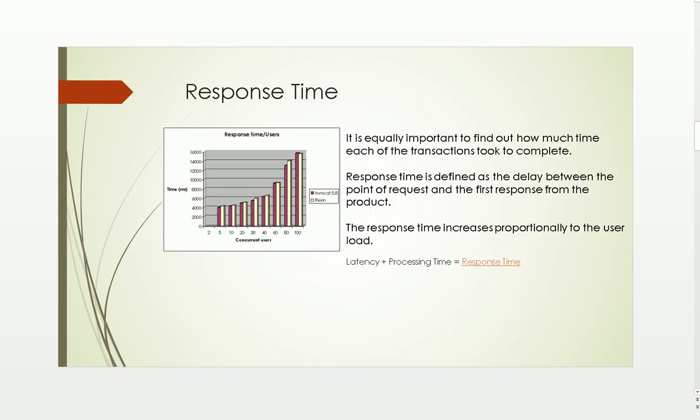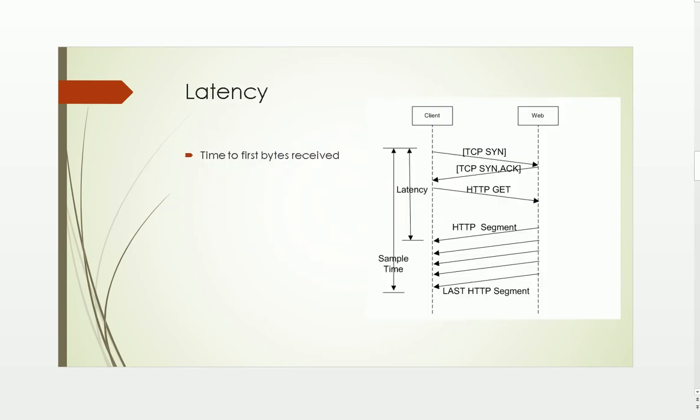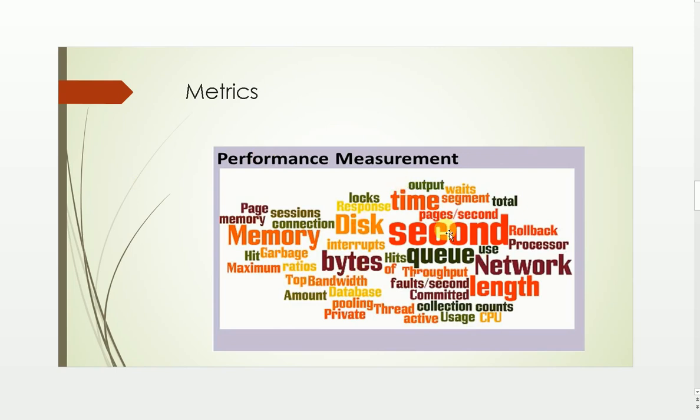Monitoring. And response time is nothing but the delay between the point of request and the first response from the product. Okay, and it can be calculated by using latency plus processing time. Okay, and what is latency? Latency is nothing but the time to first byte result. For example, if you see this, we are sending the request, and we are getting some output from the server. So that is called latency. Okay, and this is the performance measurement. These are the metrics we are using for the performance of any tool.